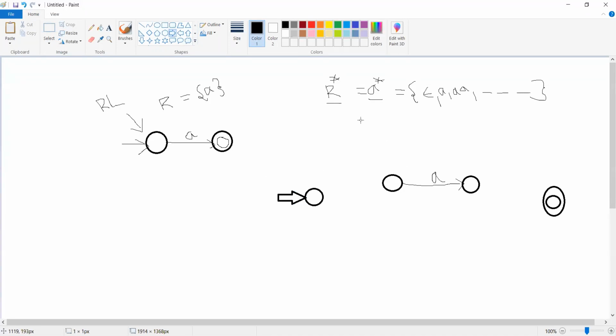Okay, new initial state. Now you know our R star is having at least epsilon. This epsilon has to be accepted. That is the reason why from this new initial state to this new final state, we will be having the epsilon transitions. Okay. So now from this what happened? Now we have specified the transition for this epsilon input symbol. So with this, the given finite automata will accept epsilon.